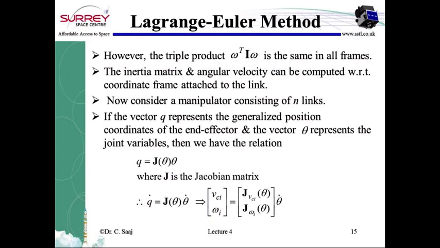Now, if I find the time derivative of q, we know q dot is J theta dot. This is a linearized form. And we know that the velocity q dot has its linear component as well as the angular component. So I can write q dot as v c suffix i and omega i. Similarly, I am decoupling the Jacobian corresponding to its linear part as well as the rotational part.